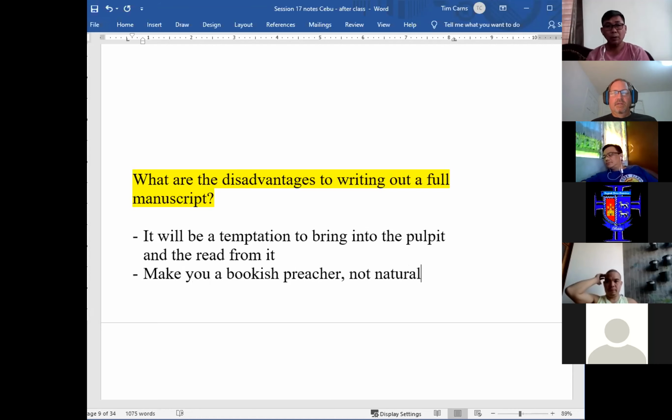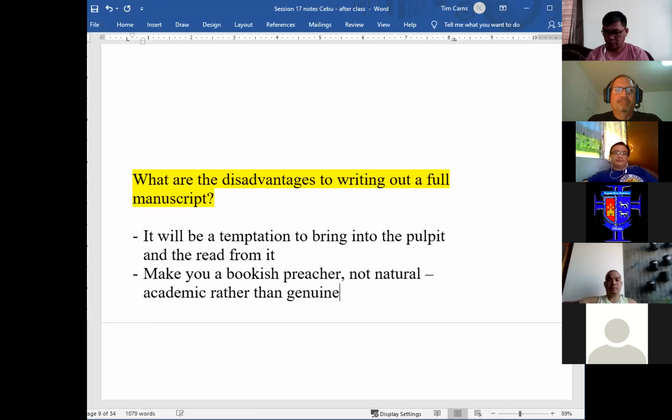Yeah, again, if you bring your full manuscript with you in the pulpit, that could be an issue because you could sound academic rather than genuine. But I also hear of some preachers who simply read their manuscript, and they were so good at it. David Jeremiah is one. He kept on reading his manuscript, but he can connect also. Yeah, some guys are really good.